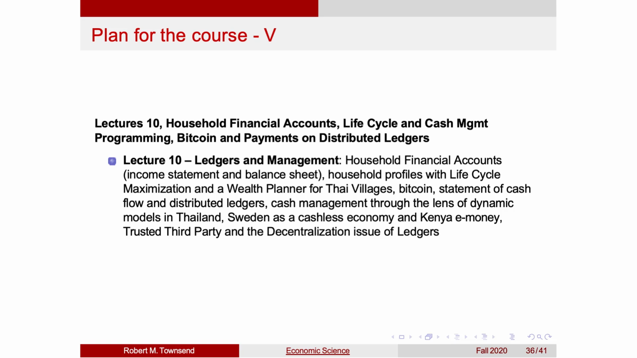Lecture 10 is about financial accounts and management. So it will talk about income statements and balance sheets and household financial statements generally, and then also talk about cash management, which brings us to Bitcoin. I promised Bitcoin and distributed ledgers. Ledgers means accounts, so this is the natural way to start talking about Bitcoin and ledgers and management.